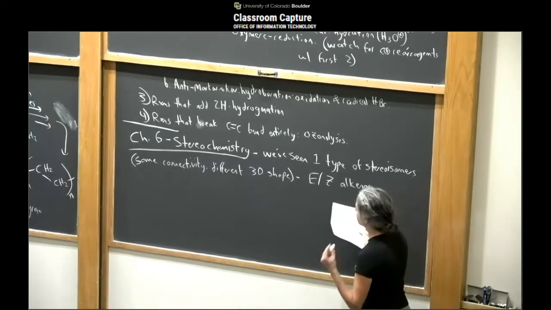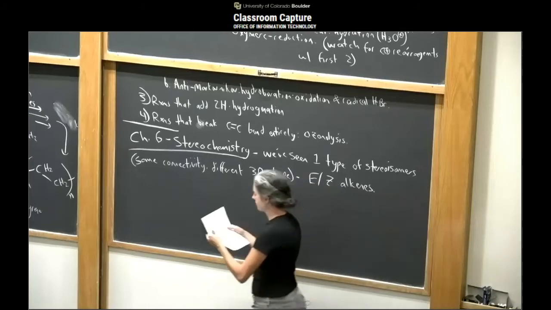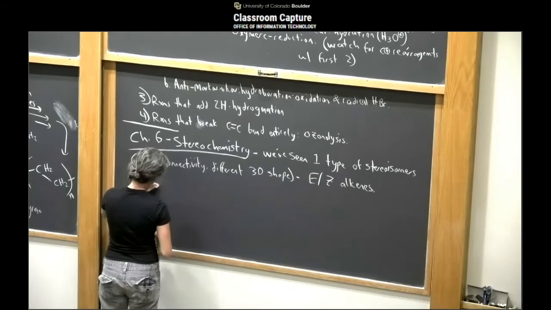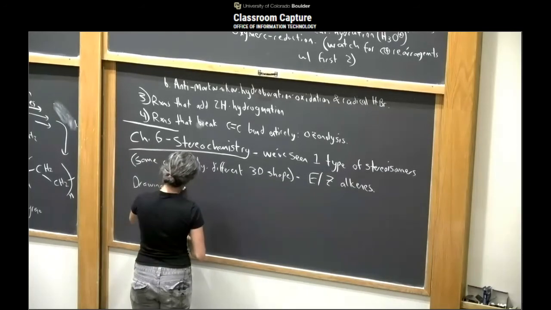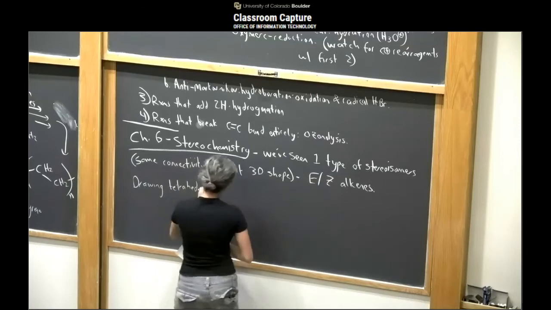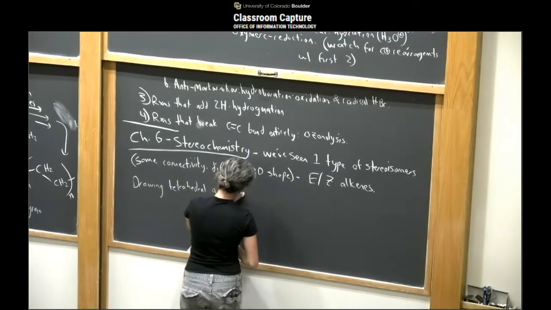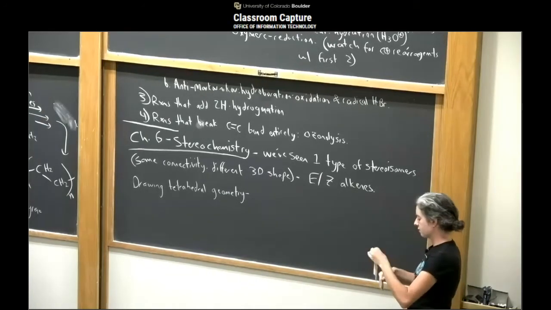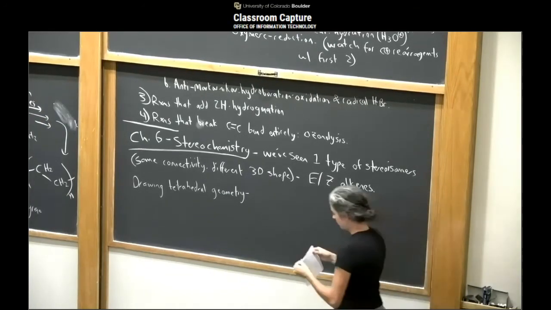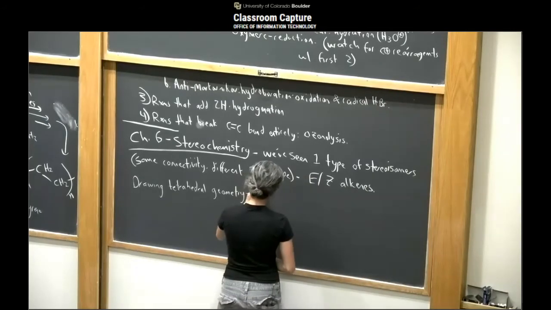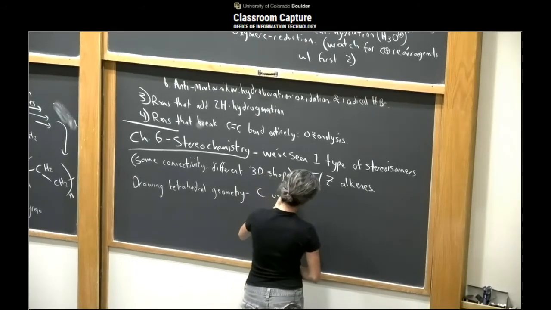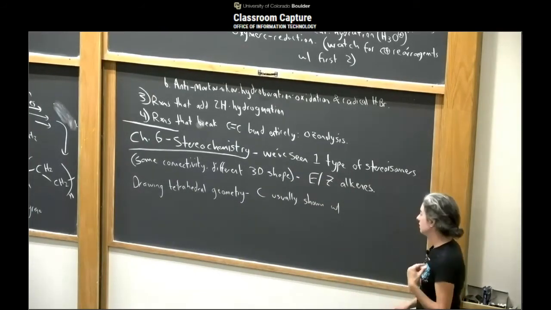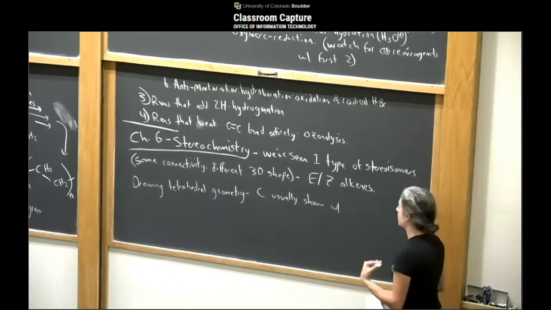Okay, so before we get into this, a quick review of drawing tetrahedral geometry real quick, because this is important. Usually what we're going to show for tetrahedral carbon, we're going to show 2 bonds in plane, 1 bond in front and 1 bond behind the plane.